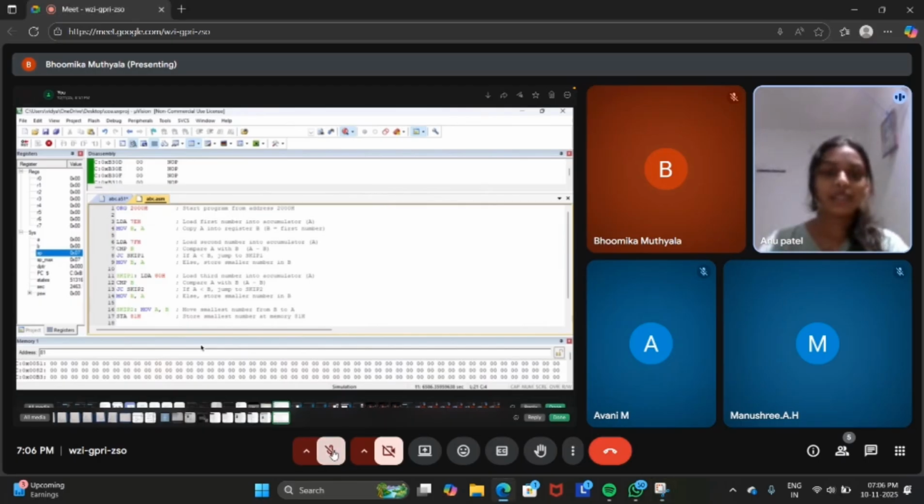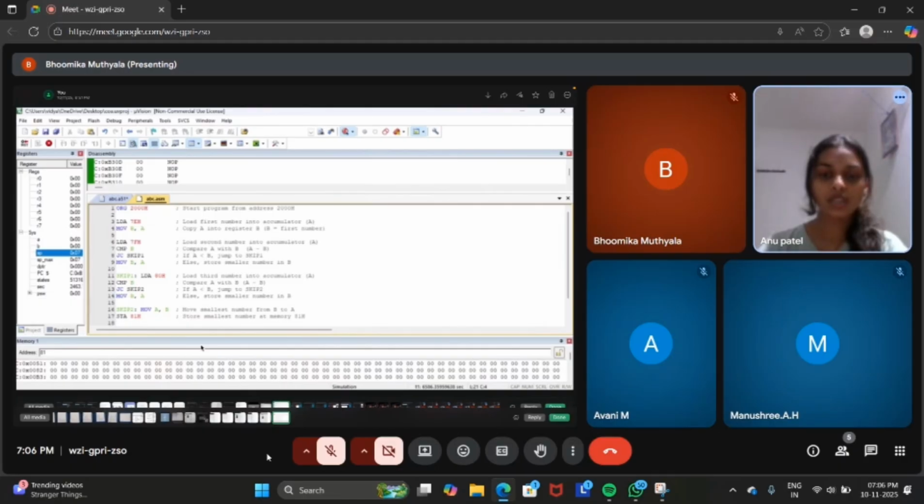Implementation. The program begins execution from memory address 2000H. The first number is loaded from 7EH into the accumulator and copied to register B. The second number is loaded from 7FH and compared with B. If it is a smaller number, it is retained in B and B is updated. The third number from 80H is then compared with the current smallest in B. Again, B is updated only if the new value is smaller. Finally, the smallest number stored in B is moved back to A and saved at memory location 81H.